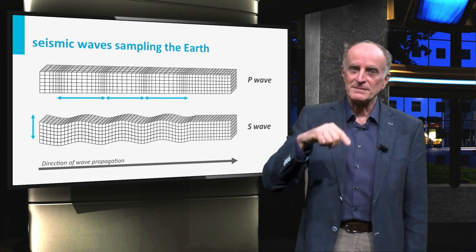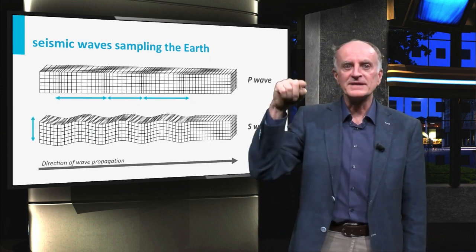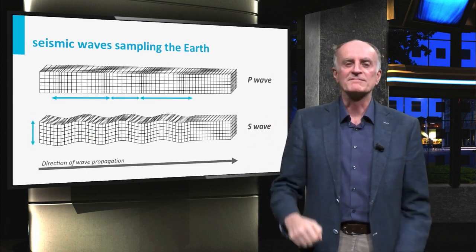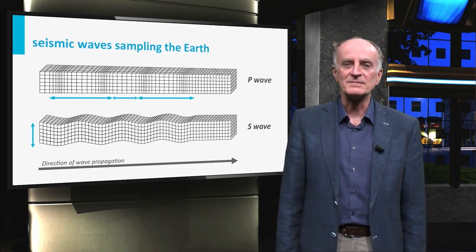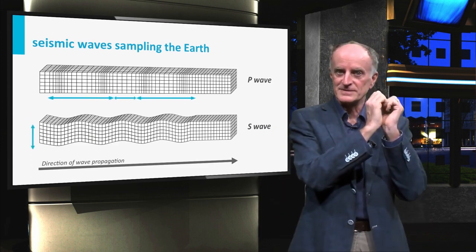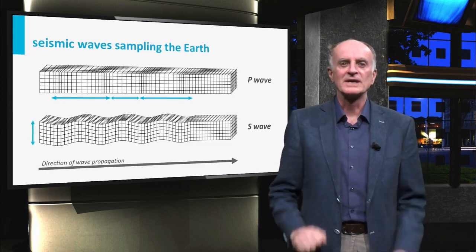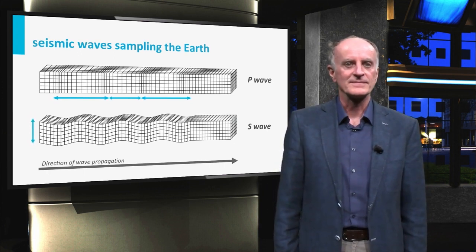In S waves, particles oscillate perpendicular to the direction of wave transmission and are therefore slower and very sensitive to the degree of coupling between adjacent crystals. Rocks which are partly molten will have very low S wave velocities.